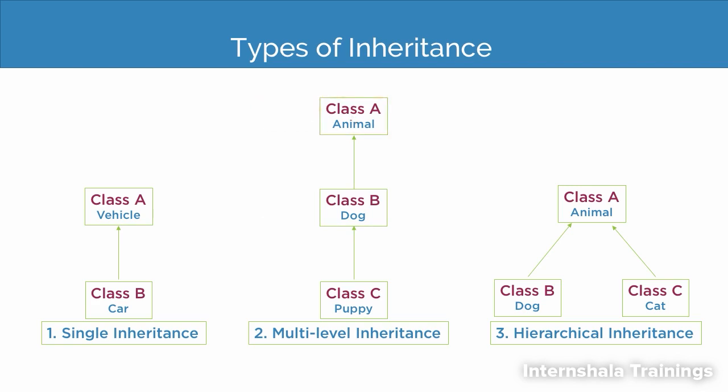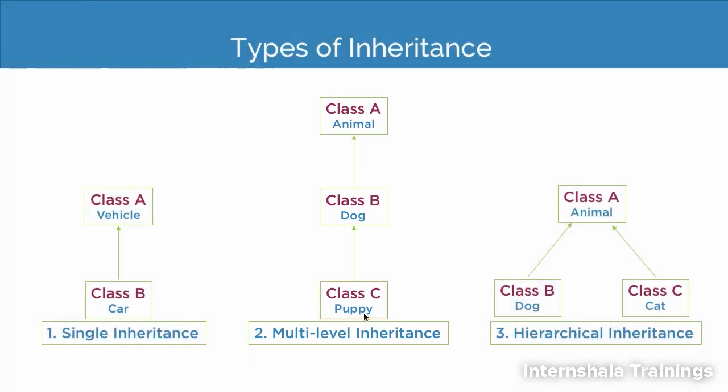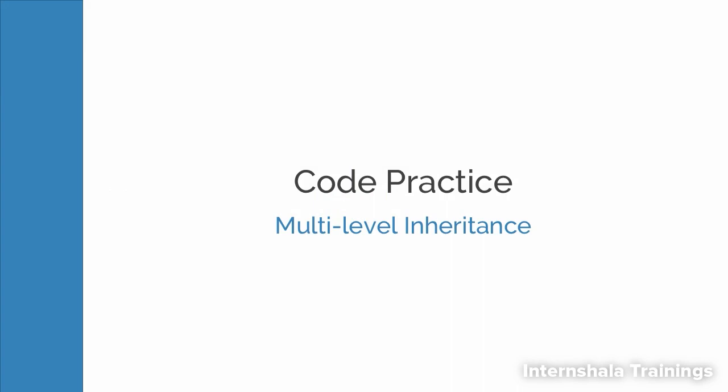Now, at this point of time, I will give you a very small assignment. Inside the IntelliJ IDE, I want you to implement multi-level inheritance. Create a class of puppy that inherits from the class of dog, which in turn inherits from the class of animal. The class animal and class dog are already created inside the IntelliJ IDE. All you need to do is create the class of puppy that extends the class of dog, and then try to access all the properties of animal and dog with the help of the object of puppy. So go ahead and practice the code exercise.